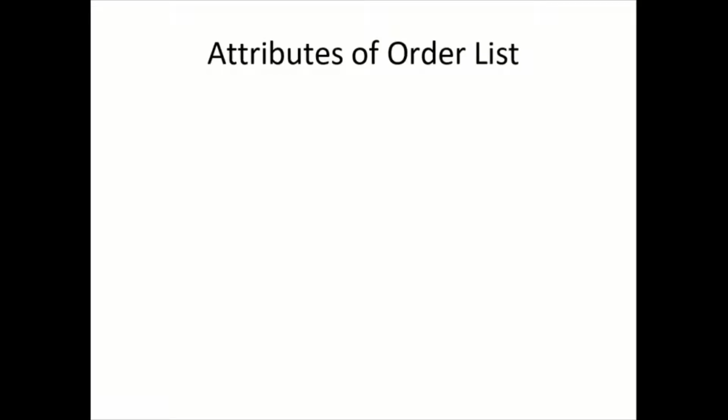Attributes. We have some attributes of the ordered list. First is type. It will define which type of ordered list we want to use. Start: if we want to start any list item from 5, then we will use the start attribute. If we want to show the list items in reverse order, then we will use the reversed attribute. This is a boolean attribute. It takes true or false.